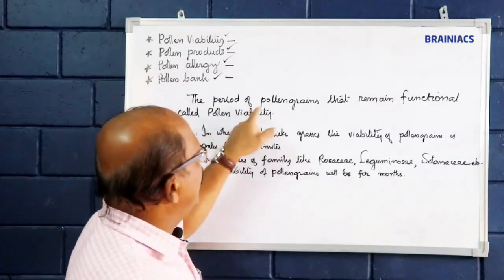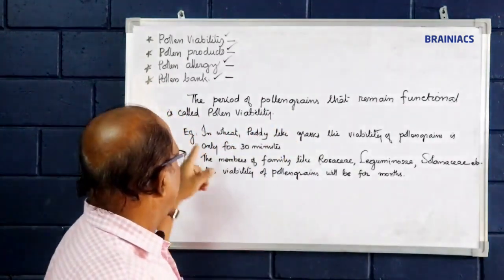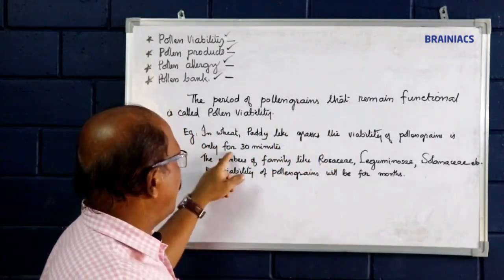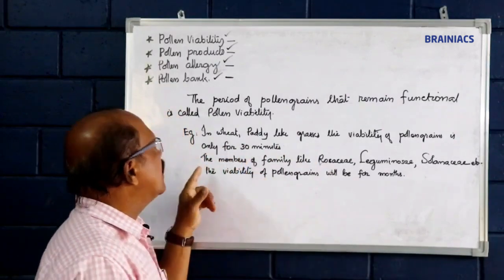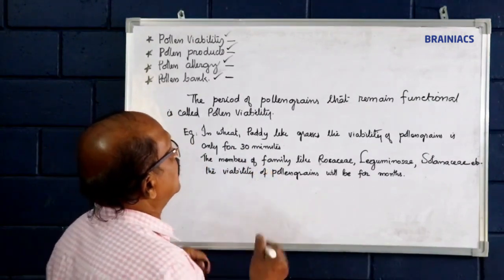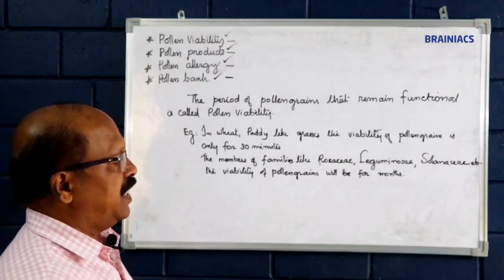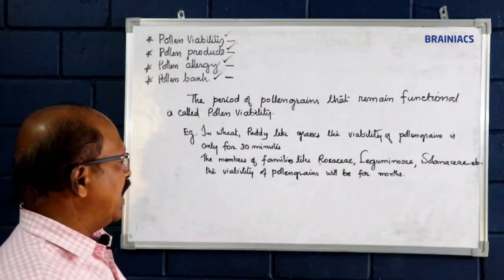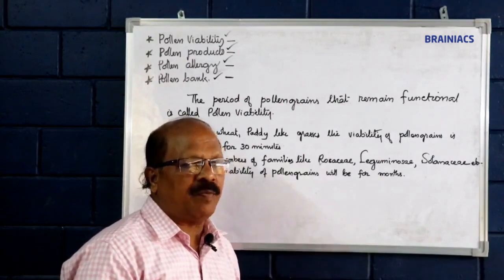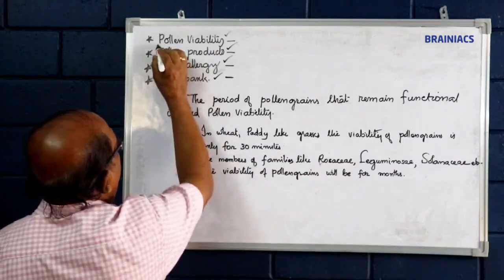See, the period of pollen grains that remain functional is called a pollen viability. Example, in wheat, paddy, like grasses, the viability of pollen grain is only for 30 minutes. And the second example, the members of families like Rosaceae, Leguminosae, Solanaceae, the viability of pollen grains will be 4 months, maximum 1 or 2 months. Okay. And that is about pollen viability.